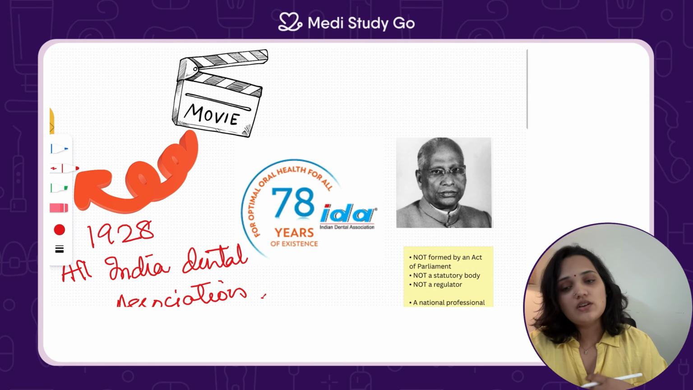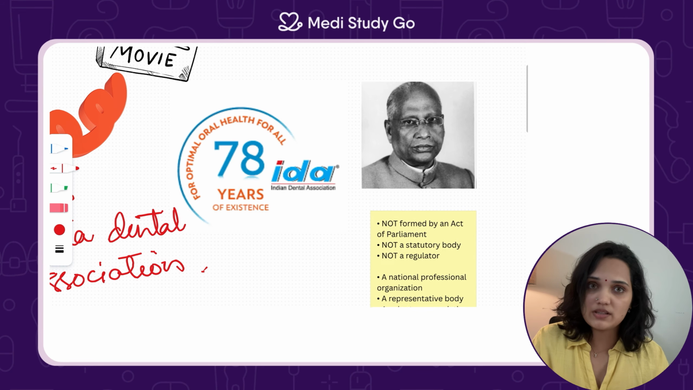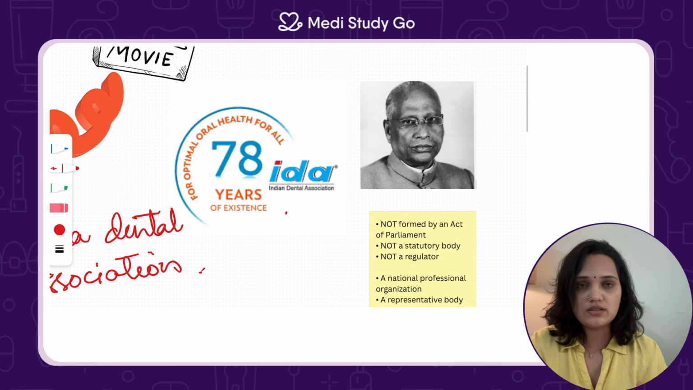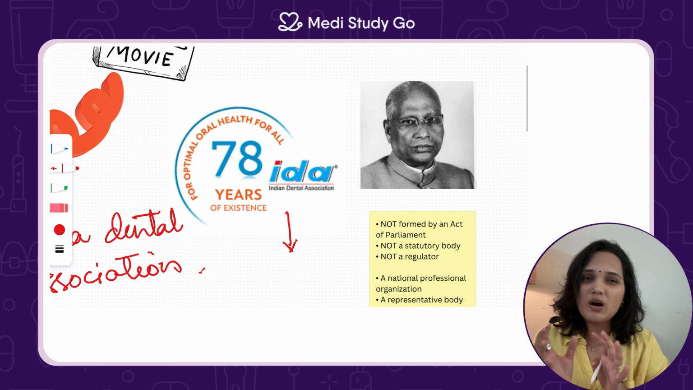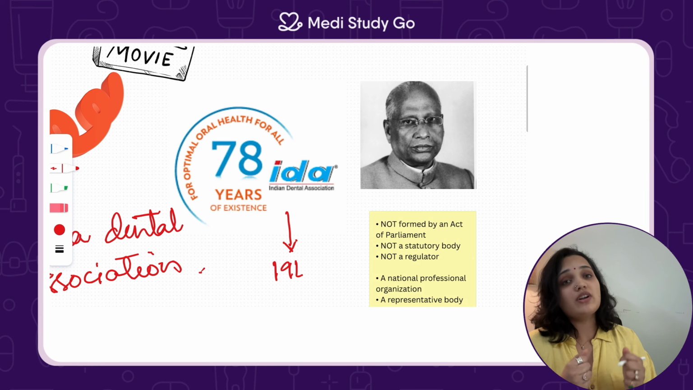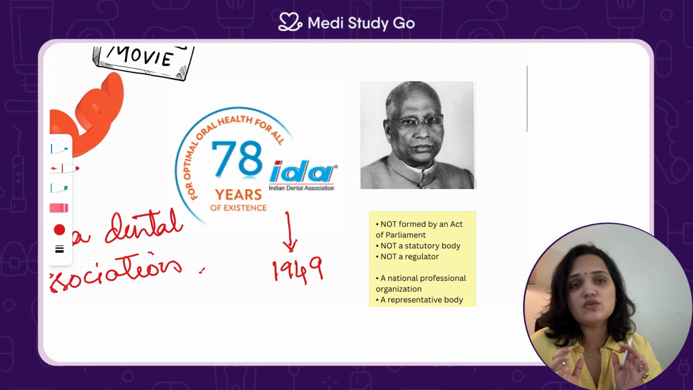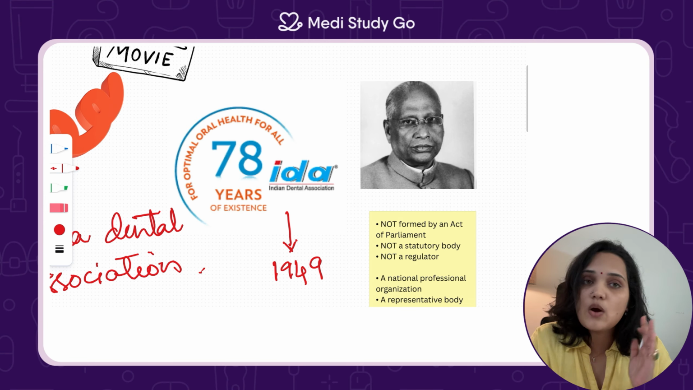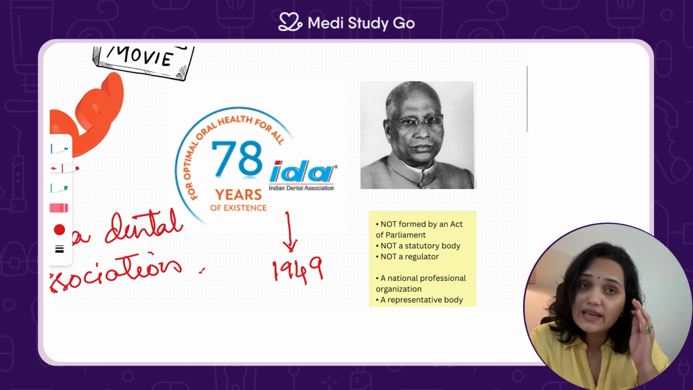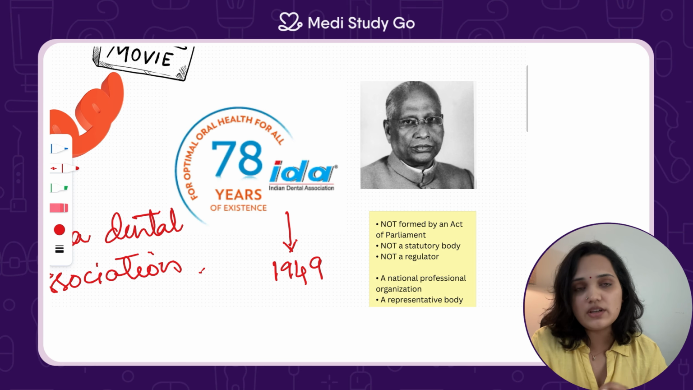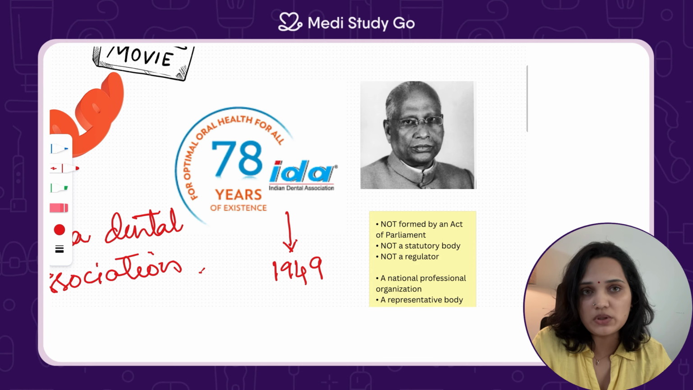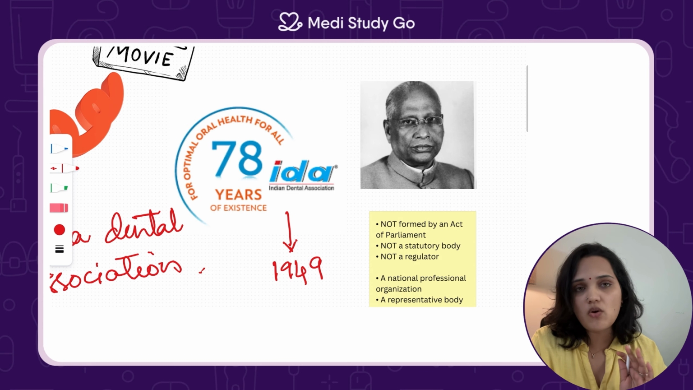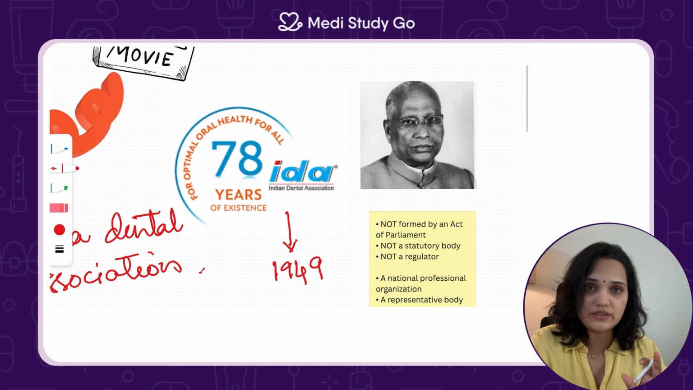Now, after independence, the profession needed something stronger, something more national, more permanent. So in 1949, the Indian Dental Association was formally established. One key name you should remember here is Dr. Rafiuddin Ahmed. He played a major role in organizing dentists at a national level.